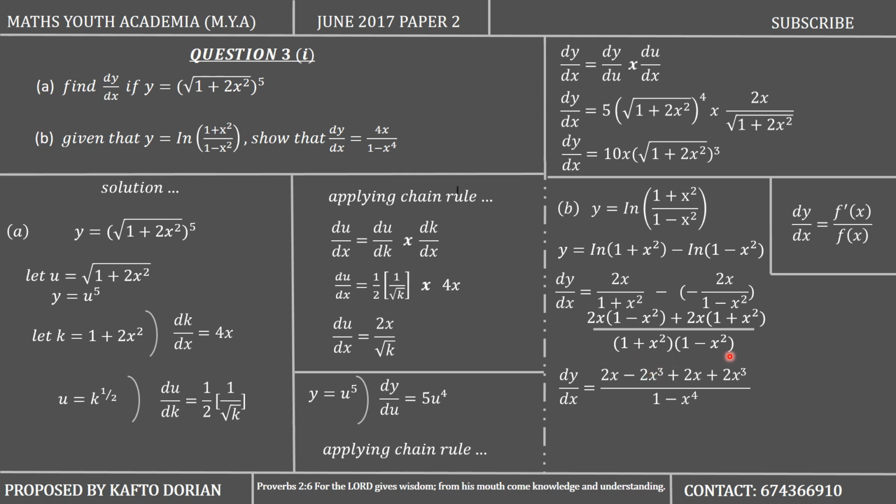Remember that if you simplify 1 plus x squared times 1 minus x squared, it will be giving us 1 minus x raised to the power 4. In which, if we simplify correctly, we will be giving us our proof, where the derivative of the function is giving us 4x on 1 minus x raised to the power 4 as required.